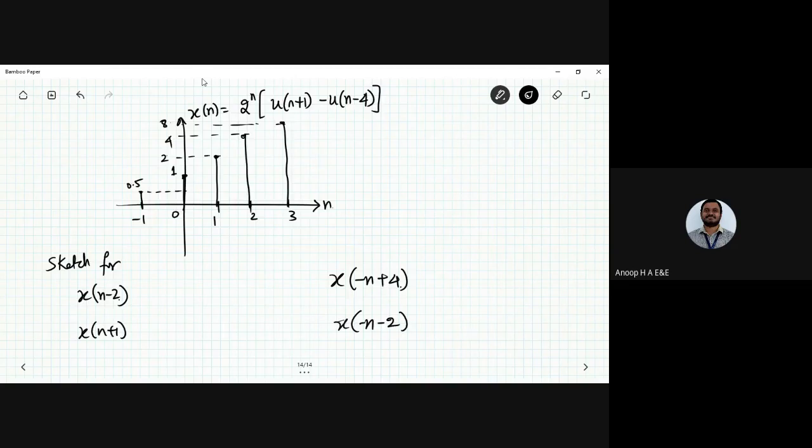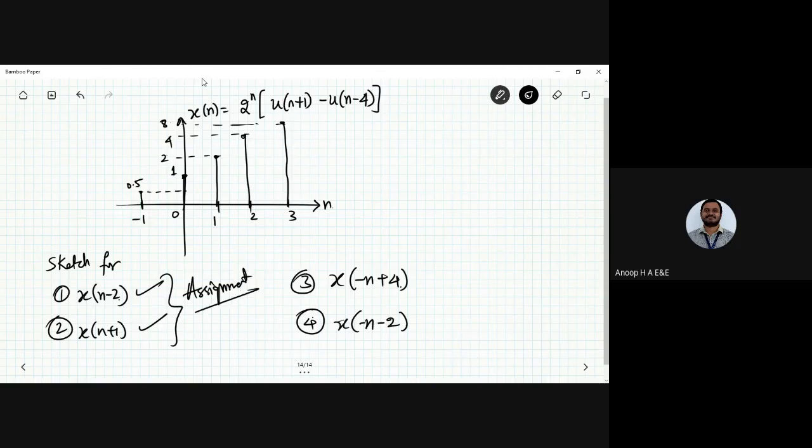So let me sketch the signals number 3 and 4. I think signals 1 and 2 you are going to do on your own. I'm going to give it as an assignment, and the remaining signals 3 and 4, I'm going to plot right now. So X of minus N plus 4. If you observe X of minus N plus 4 here, then what are you going to see?